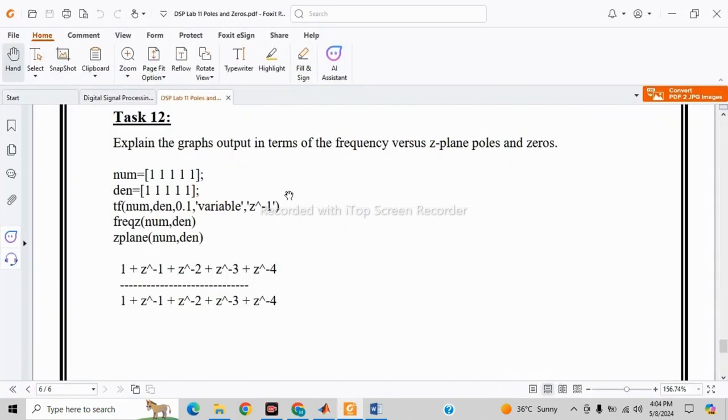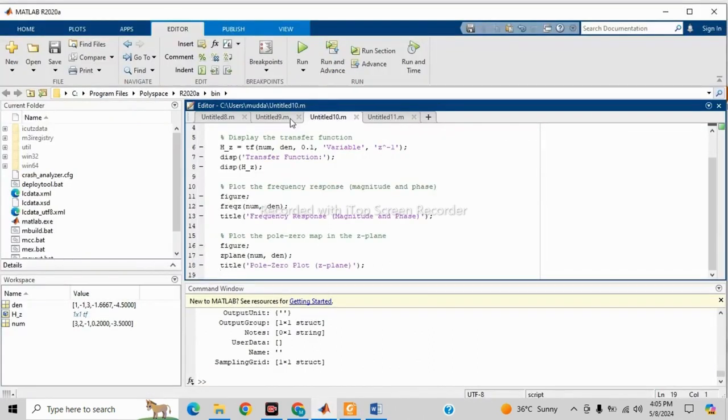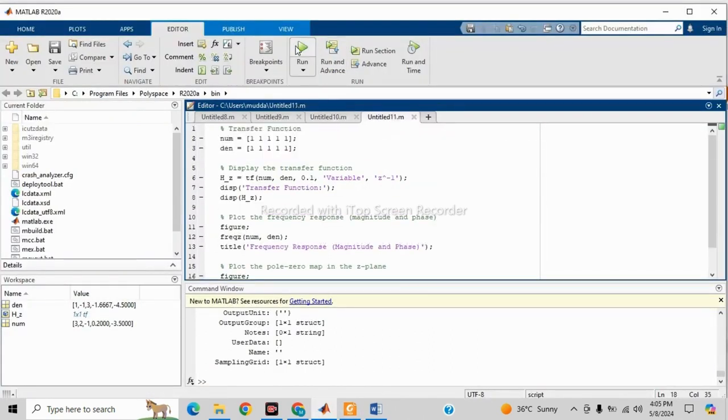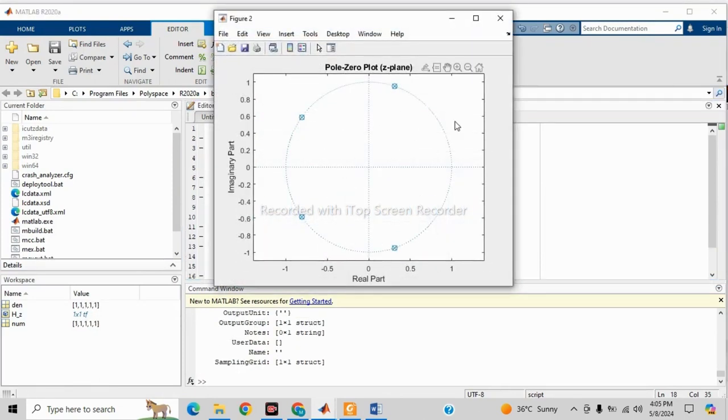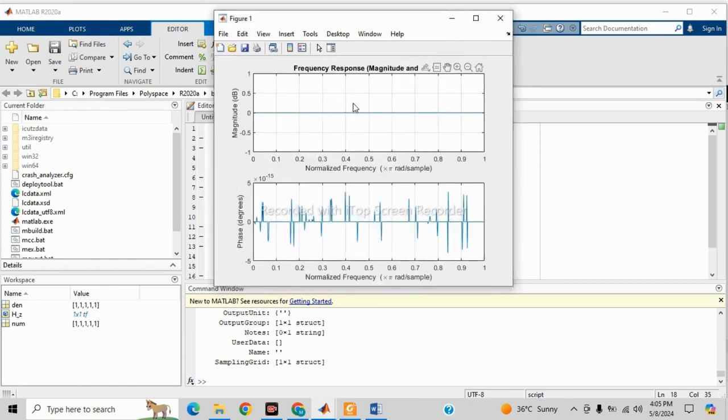So the last task for this lab is task number 12, and explain the graph's output in terms of the frequency versus z-planes, poles and zeros. This is the code, and the MATLAB for this is here. The output is like this. These are poles on the unit circle, the pole zero plot in z-plane, and this is the frequency response, magnitude in decibels, linear response, and this is the phase in degrees. Thank you.